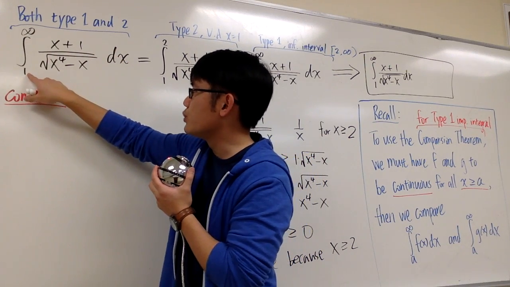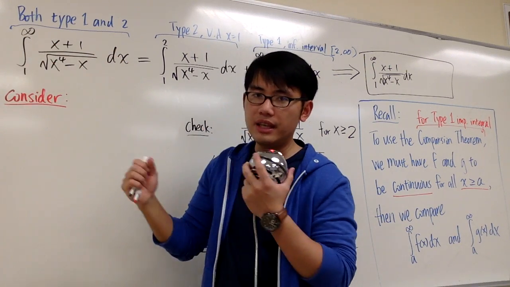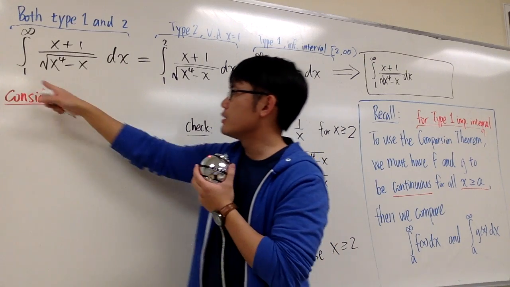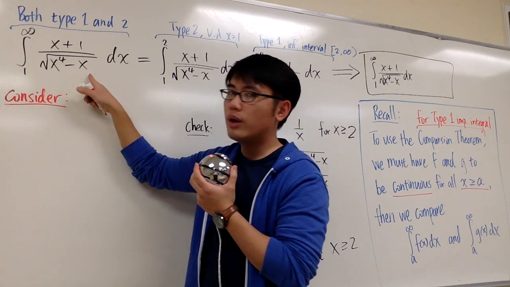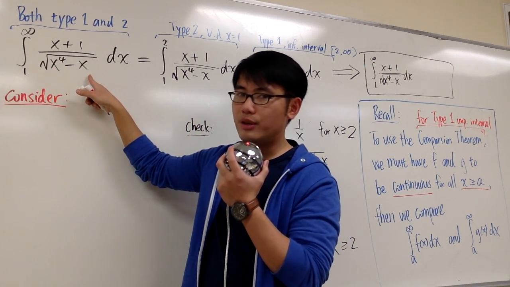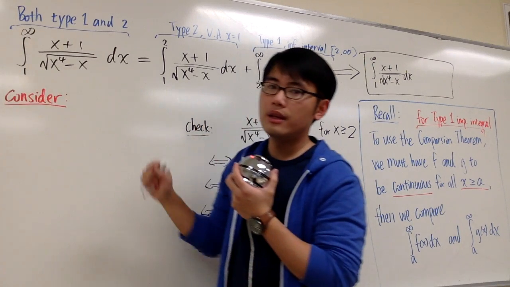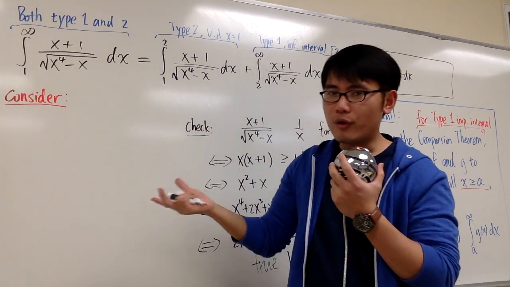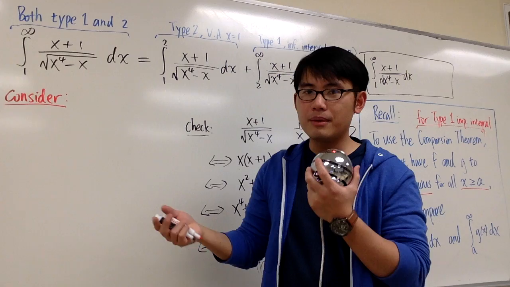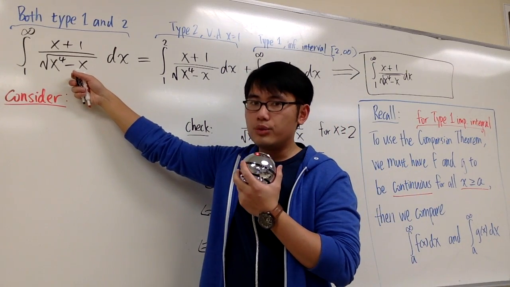It's type 1 because we have from 1 to infinity, the infinite interval. And it's type 2 because when x is equal to 1, we will get 0 in the denominator. We have a vertical asymptote when x is equal to 1. And we cannot really deal with both types of improper integral at the same time. So we are going to break this into two pieces.